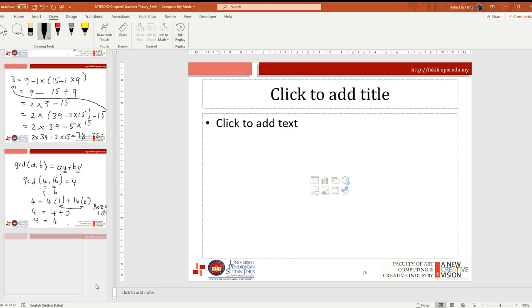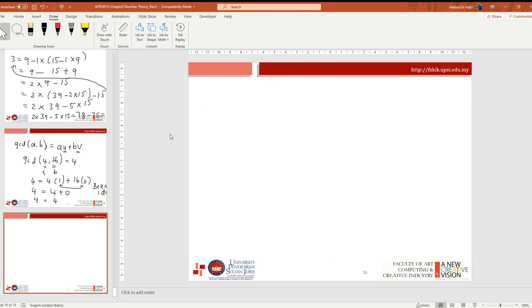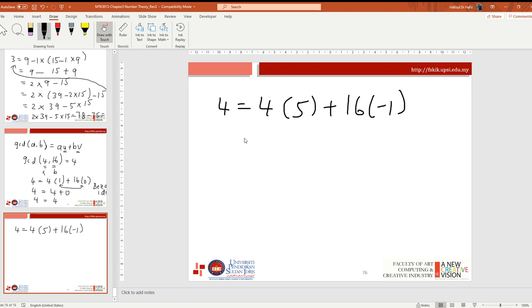Okay, saya teruskan. Okay, kita ada 4 sama dengan 4 kali 5 tambah 16 kali negatif 1, sama dengan 4 sama dengan 20 tolak 16 sama dengan 4 lah.